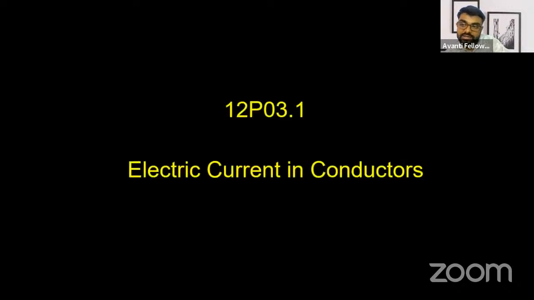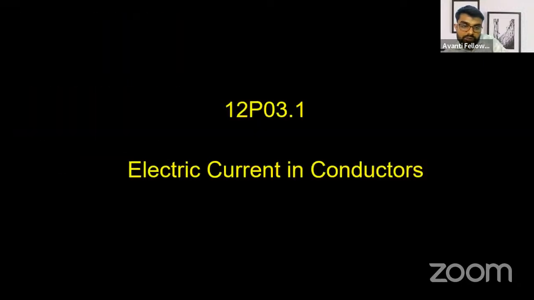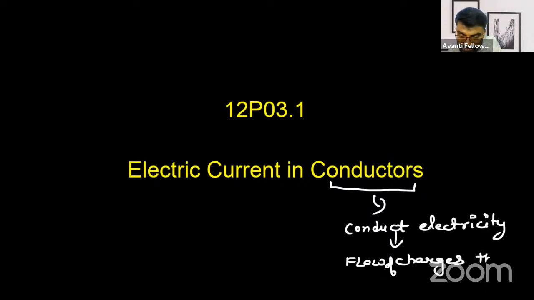Electric current in conductors. So we got the definition of current, but now we'll understand conductors, which you all know are basically the what? They conduct electricity. We know the basic definition, we have studied it in the lower class. What are conductors? They conduct electricity. They easily allow the flow of charges through them.